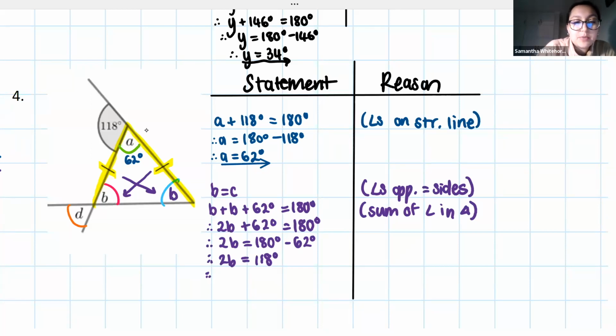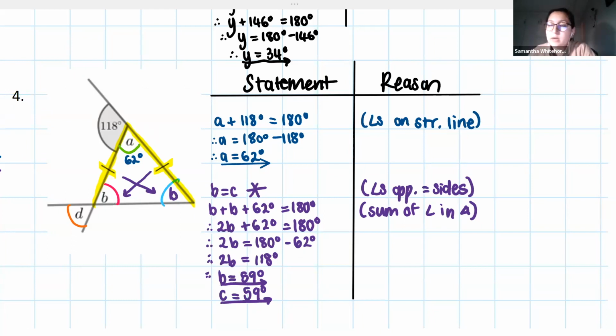We're going to divide both sides by 2 because remember we want the value of B. So B is equal to 59 degrees. And because we made the statement here at the start that B is equal to C, we can automatically say that C is also equal to 59 degrees. So we can put both answers down immediately because we made that first statement.